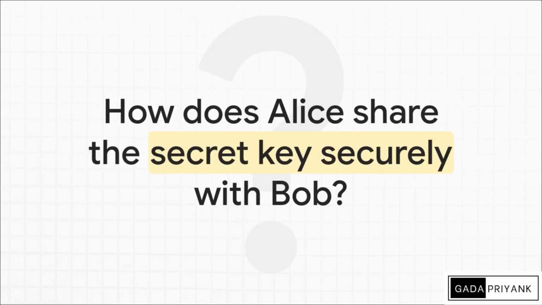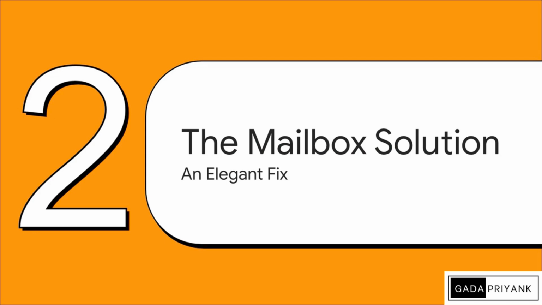And this is the million-dollar question. How on earth is Alice supposed to get that key to Bob safely? I mean, she can't just send it in an email. What if someone is listening in? If they grab the key, they can unlock everything Alice and Bob ever send to each other. That is the secret key problem. And trust me, it's a huge one. But this is where things get really cool. Asymmetric encryption comes along with this incredibly elegant fix. Let's call it the mailbox solution.